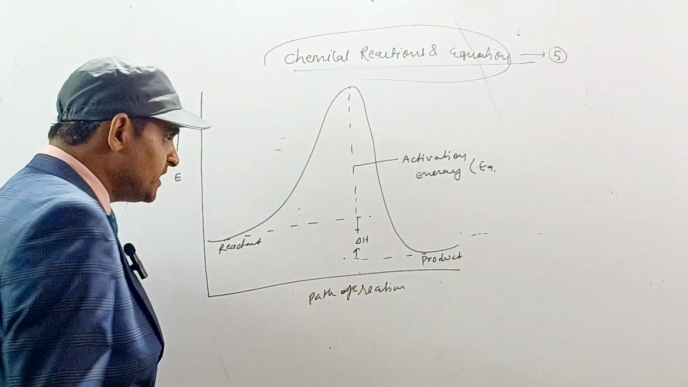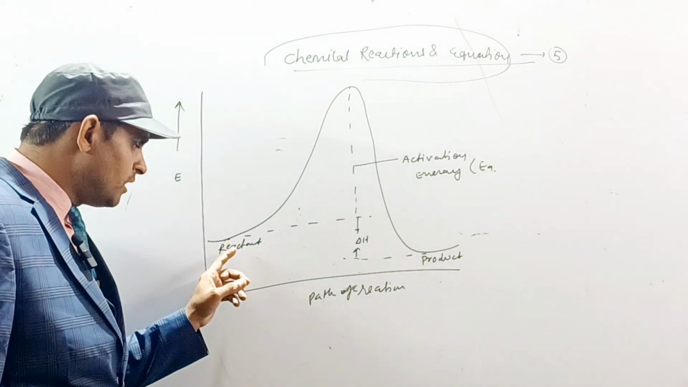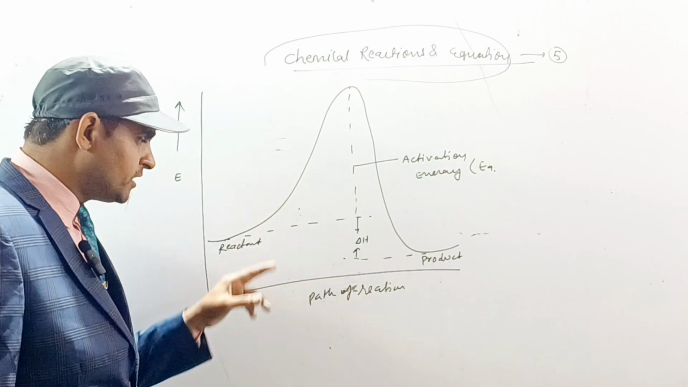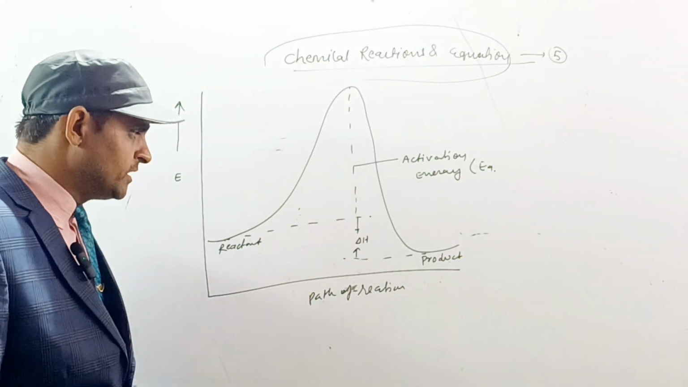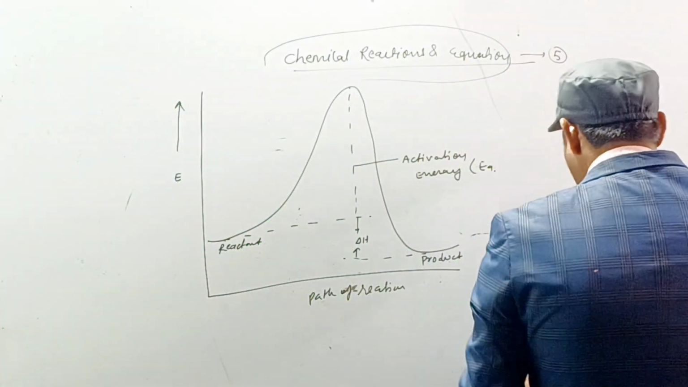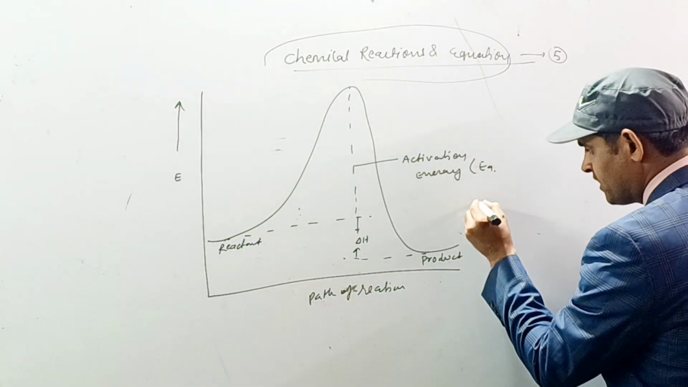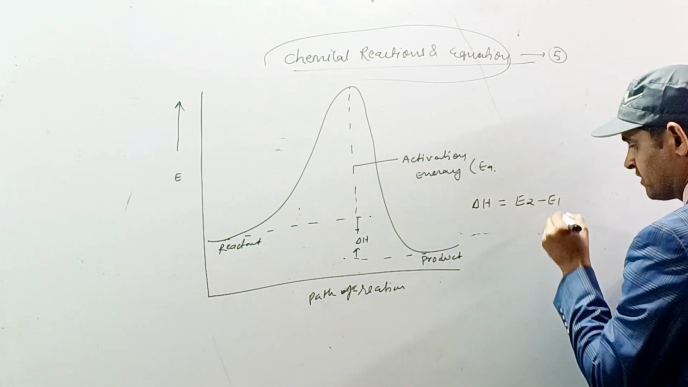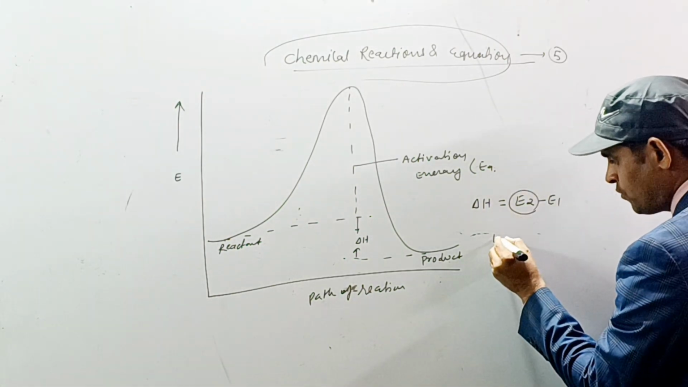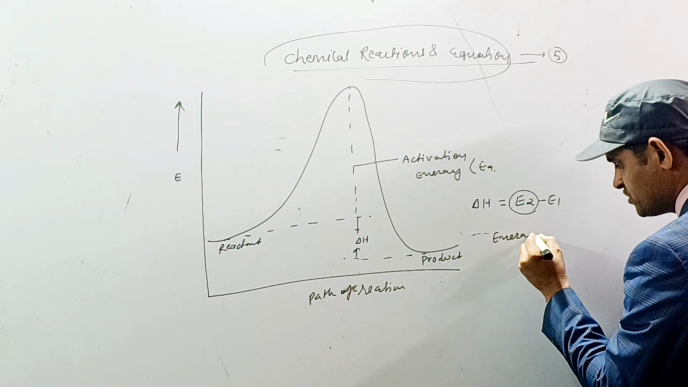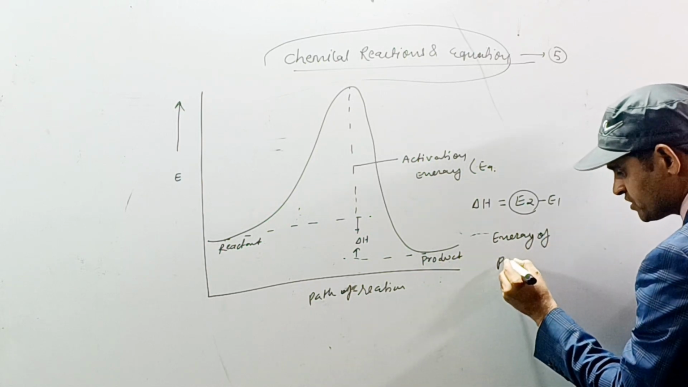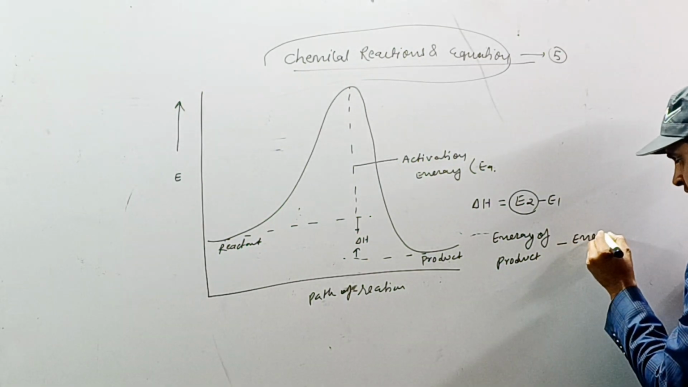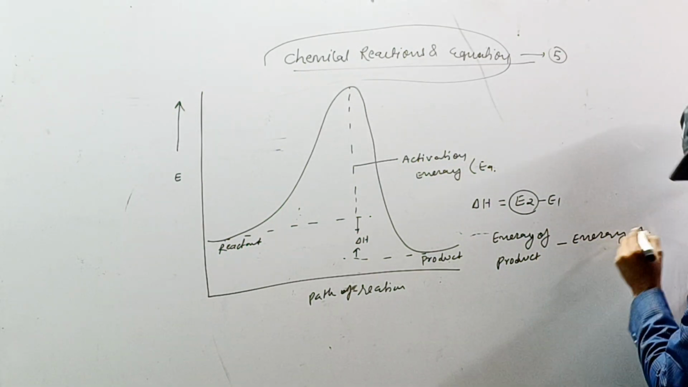What is the enthalpy? As we know, the energy difference between the product and reactant is known as the enthalpy. Del H equals E2 minus E1, where E2 is the energy of the product minus E1, the energy of the reactant.